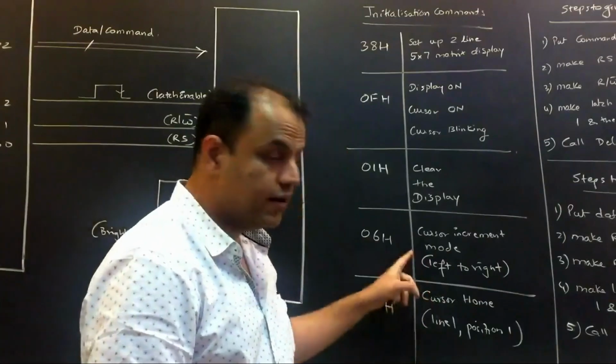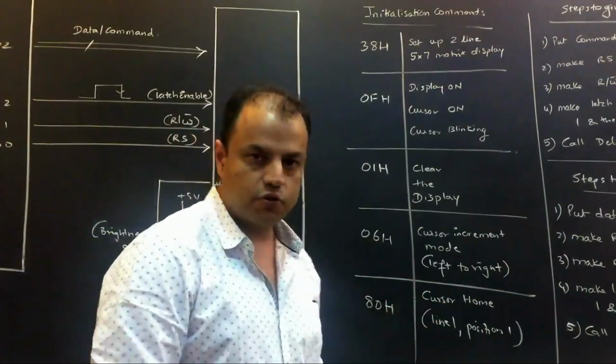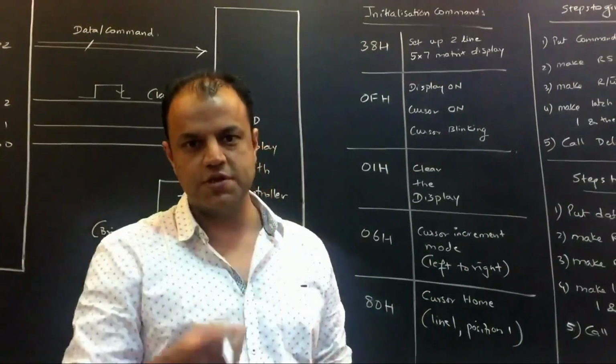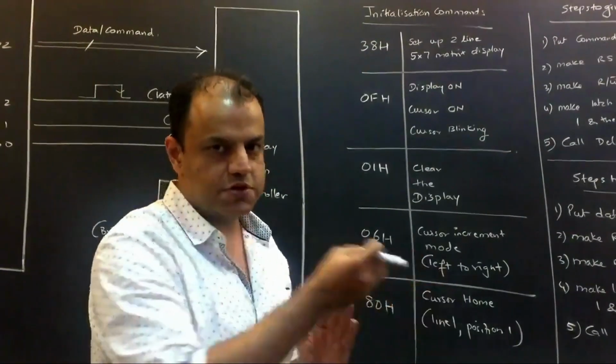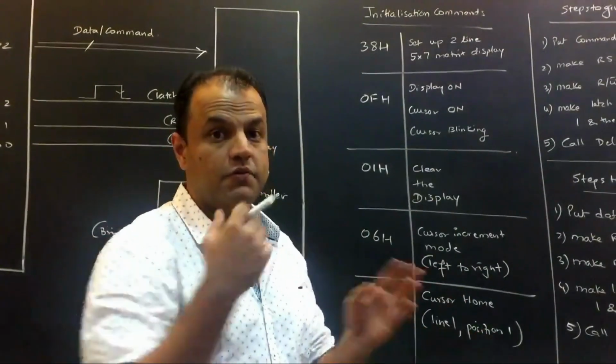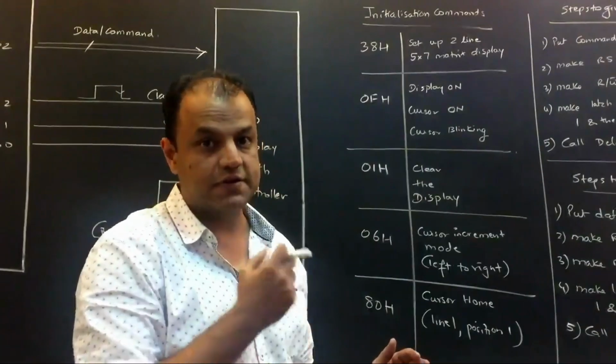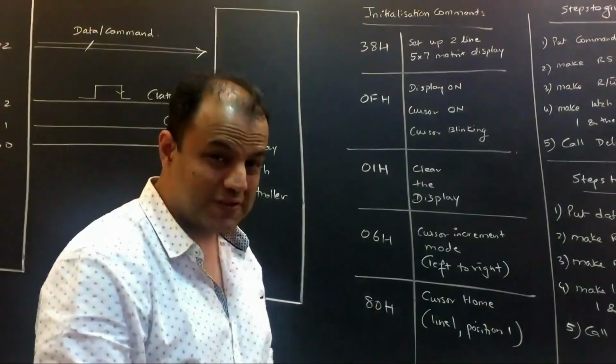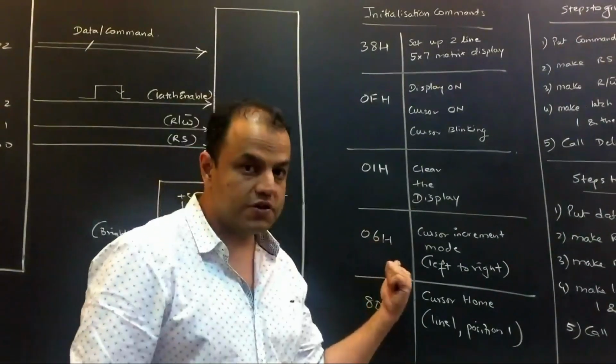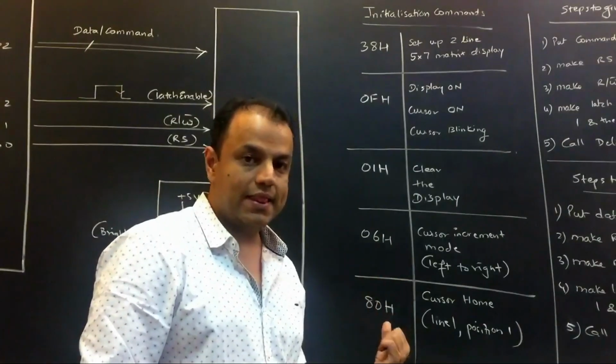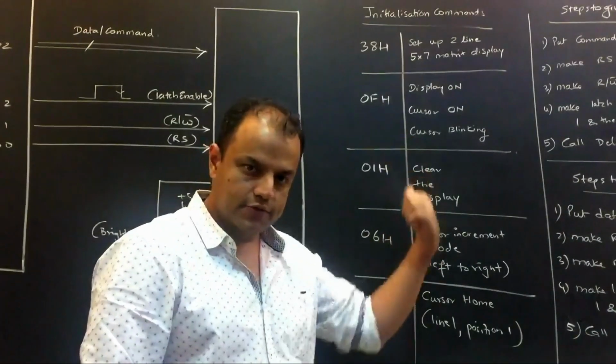Now these two are very related to each other. When you give cursor home, it goes to line 1, position 1. Now what is position 1? The rightmost position or the leftmost position? That depends upon whether your display is right aligned or left aligned. If it is left aligned, then it's the leftmost position and vice versa. That's why it is necessary to first give the increment mode and then give the home command. Are you clear? So did you understand the sequence?